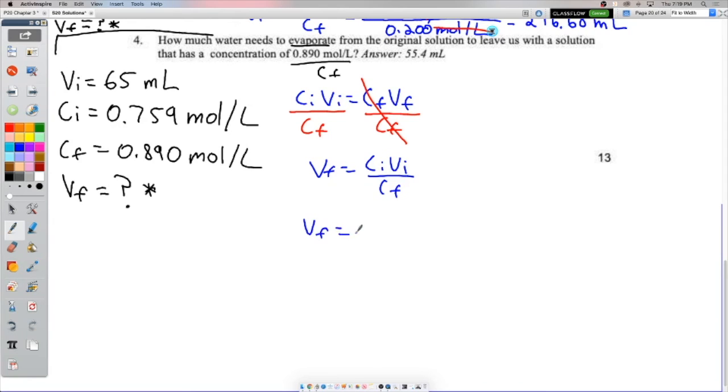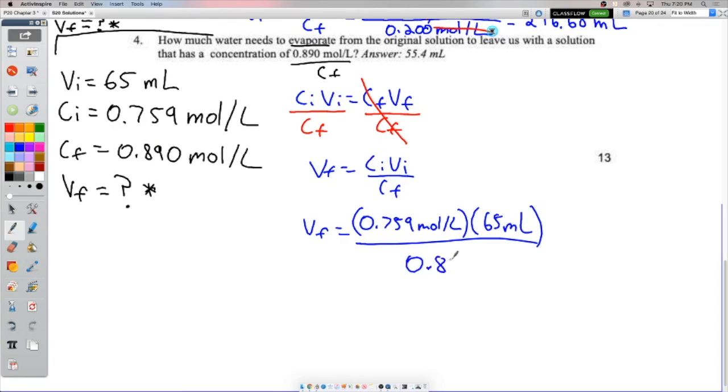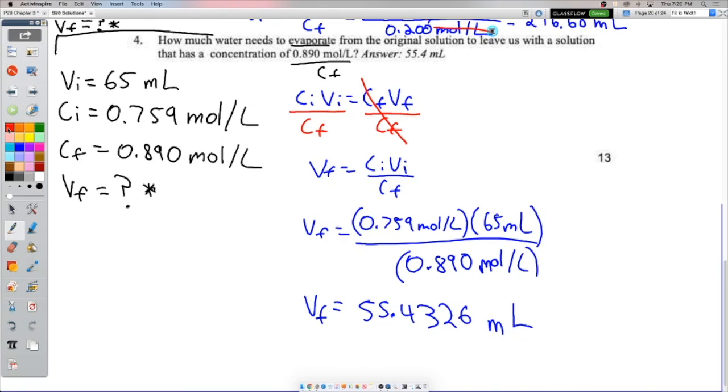And VF is equal to, what's CI? It's 0.759 moles per liter. The VI is 65 milliliters. And we're dividing by the final concentration that we're going to end up with if we let this evaporation happen, and that's 0.890 moles per liter. Plug that all in your calculator, and we get not our final answer, right? But we do get 55.4326. I'm leaving some extra sig digs because I know I'm going to have to use this number again. How did I know that was milliliters? Let's check. Moles per liter canceled out with moles per liter, and that left me with milliliters. Okay, good. So that's my final volume.